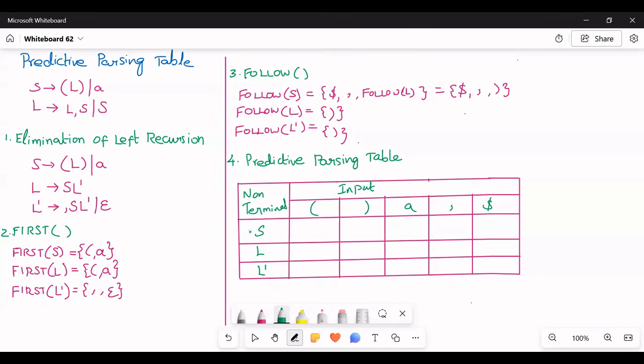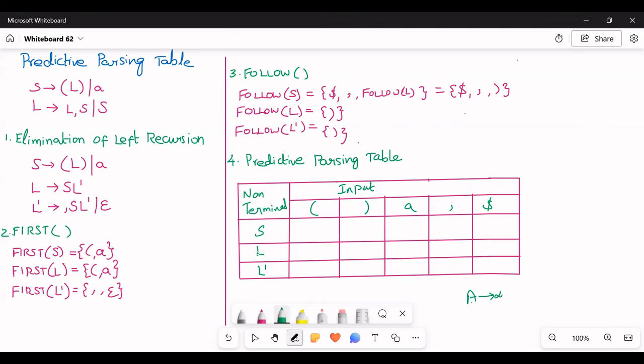Then we need to fill this table. How can we fill this table? There are two conditions. Suppose we have a production like A tends to alpha. Then we consider the row A and the column first of alpha, and in that cell we write this production. If first of alpha contains epsilon, we write it in the columns of follow of A. These are the two rules.